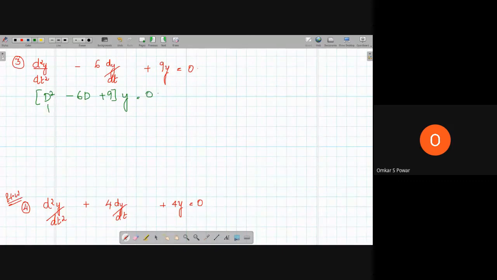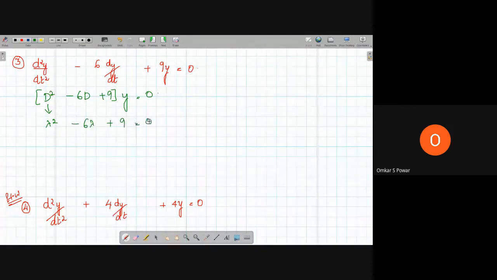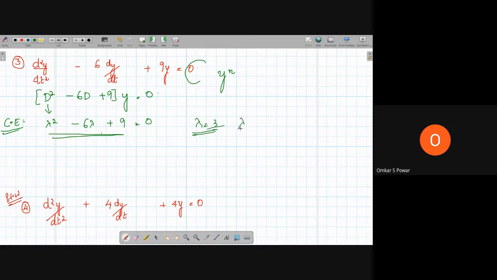Now replace this d by lambda. So lambda square minus 6 lambda plus 9 equal to 0. So this is our characteristic equation. And if you observe here, x of t is equal to 0, only the natural response for the system exists. So if you solve this equation in the calculator, or like 3 3s are 9, you will get the two roots of the equation as lambda 1 as 3 and lambda 2 as 3.